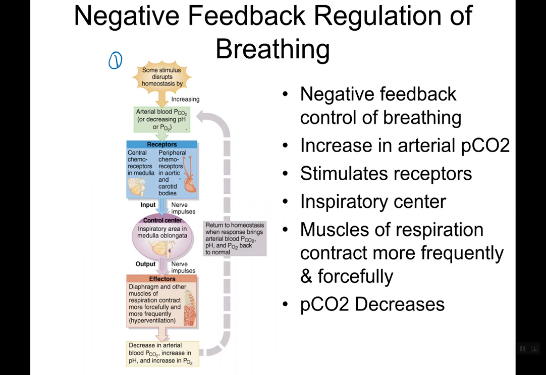Arterial blood pCO2 or decreasing pH or PO2 is detected by receptors, either peripheral chemoreceptors or central ones. And those are going to start firing off nerve impulses to inspiratory centers in the medulla oblongata. The output from that control center is 2 effectors, which are going to alter your rates of respiration, and then the outcome is you get a decrease in arterial blood pCO2, increase in pH, and an increase in PO2, which brings the whole deal back to normal.